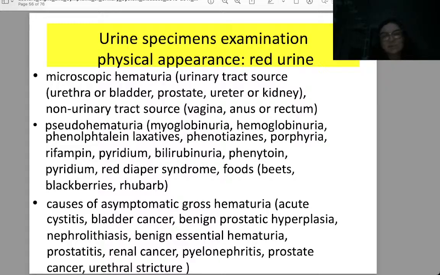Causes of asymptomatic gross hematuria include acute cystitis, bladder cancer, benign prostatic hyperplasia, nephrolithiasis, benign essential hematuria, prostatitis, renal cancer, pyelonephritis, prostate cancer, and urethral stricture.